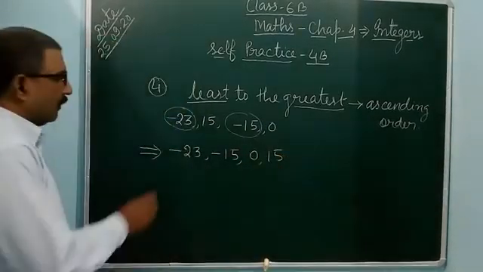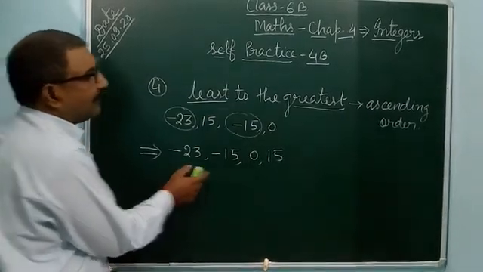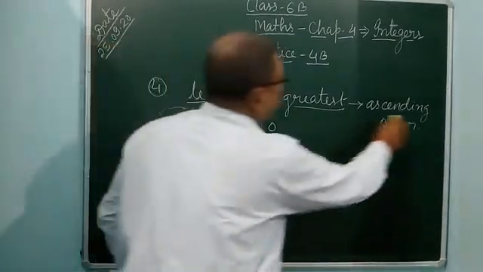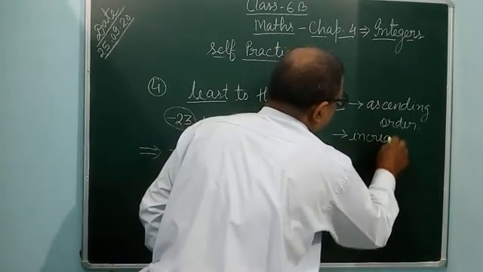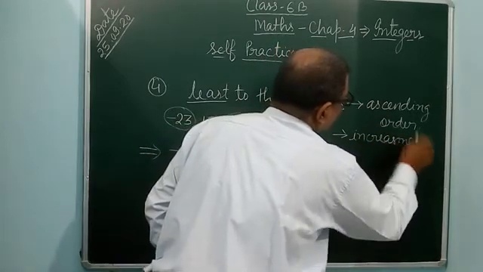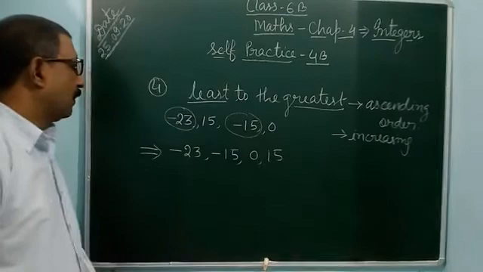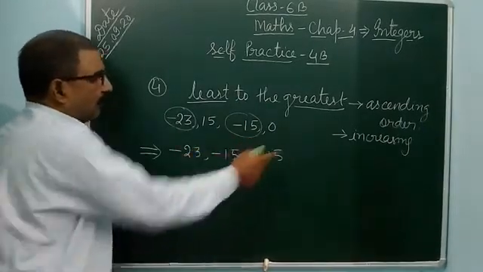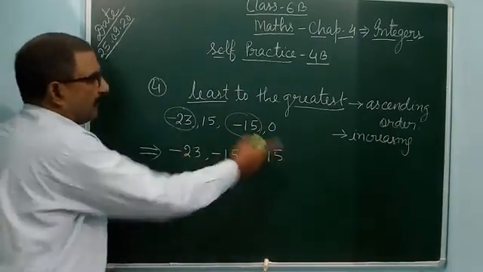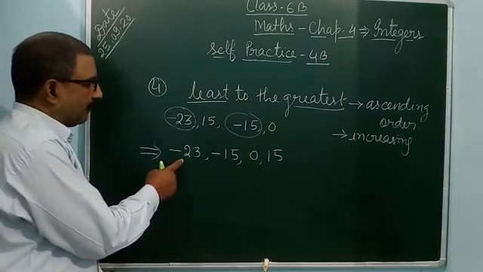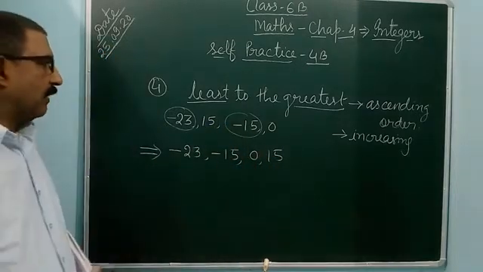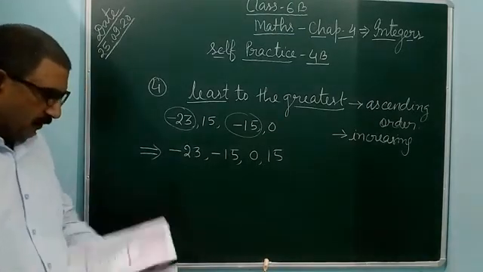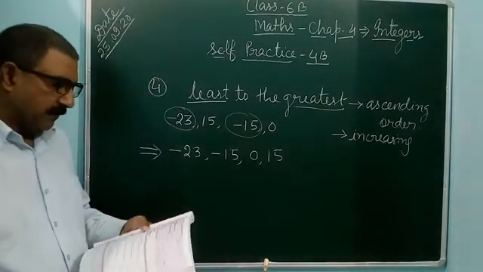So in this way, the numbers are in increasing order. You can also say ascending order means increasing order, from smaller to bigger, smallest to biggest. So minus 23 is smallest and 15 is biggest. In this way you can order the numbers. Question B, do yourself.